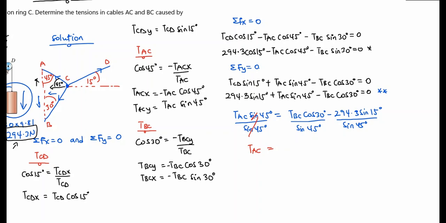This will give us 1.22 TBC, right? And then minus, let's look at what you have, 294.3 sine of 15 degrees divided by sine of 45 degrees. That will give us a value of 107.72, right? So this is what we have. So this will be our TAC. Okay, let's take note of this. So we are going to substitute this into the first equation. Okay, then we solve for TBC.